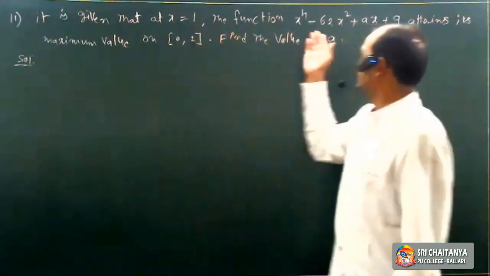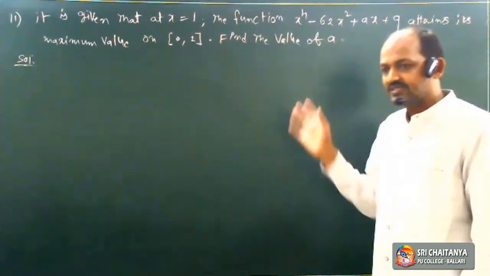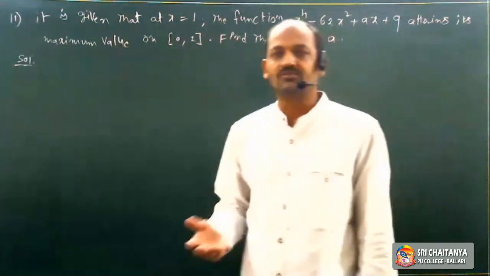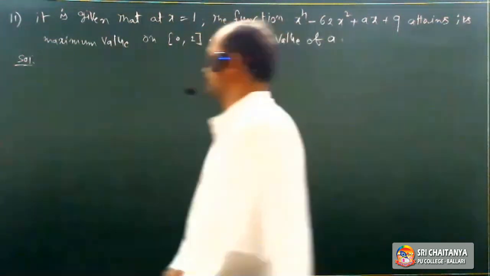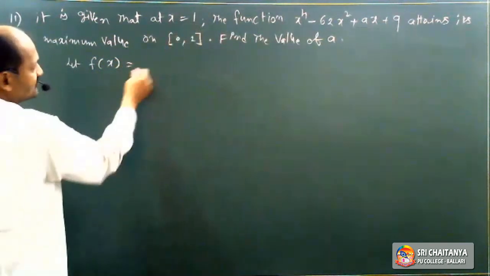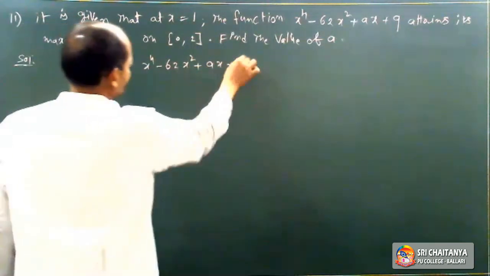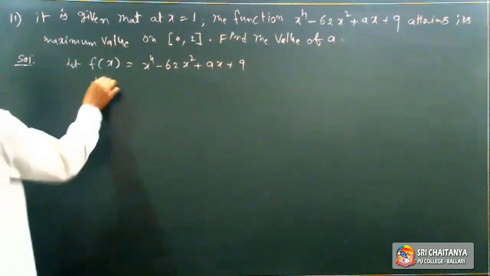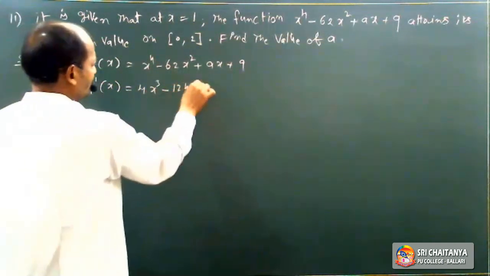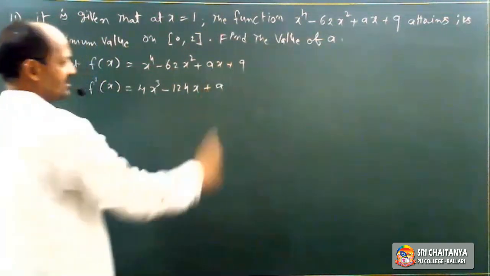So first consider the function f of x. Find the derivative. The function is a maximum at x is equal to 1, that means f dash of 1 is equal to 0. Then we get the value. Let f of x is equal to x power 4 minus 62 x square plus ax plus 9. Its derivative f dash of x is 4x power 3 minus 124x plus a. Derivative of ax is a. Derivative of 9 is a constant.